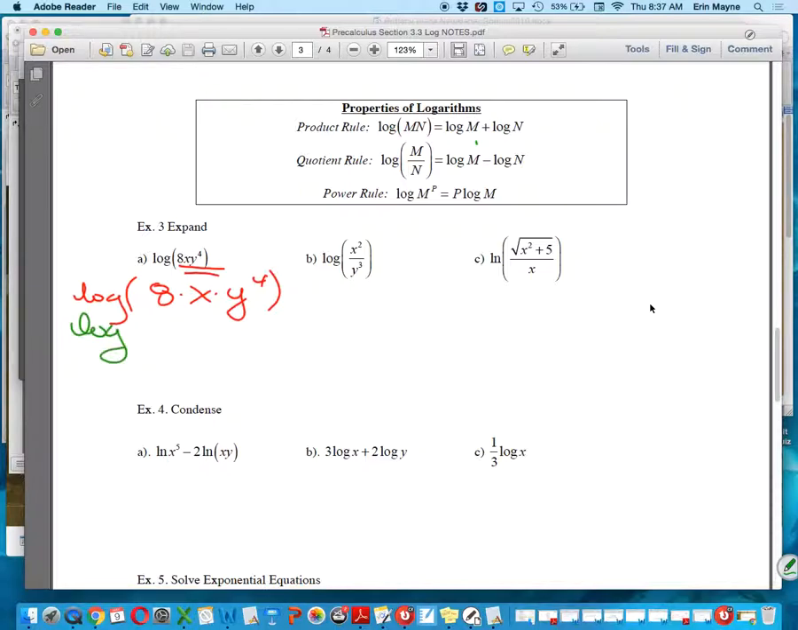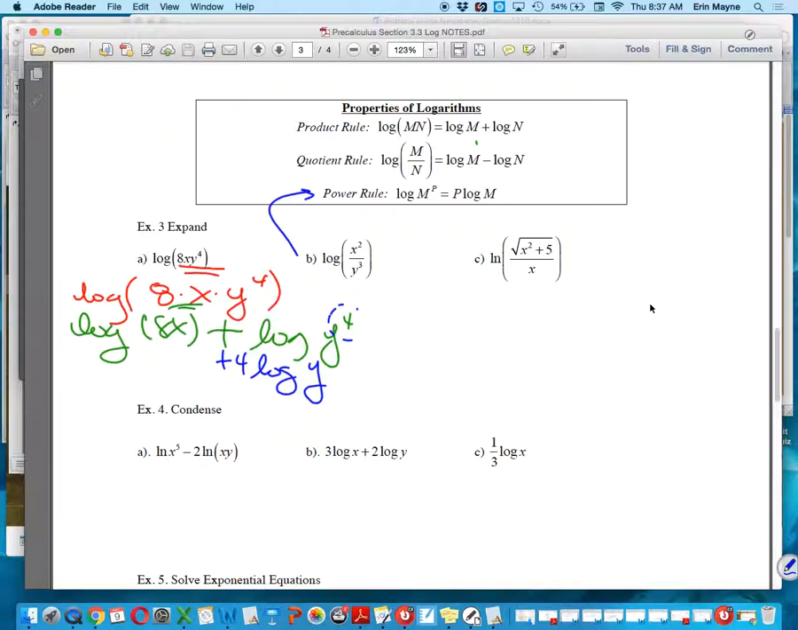So this is log of, well, I'm just going to do products in 2 steps. I've got an 8x, so let's keep that together. And then I'm going to add it to the log of y to the 4th. Okay? Now, what's going to happen there? This 4 from the power rule is going to do what? Kick out in front. 4 log of y.